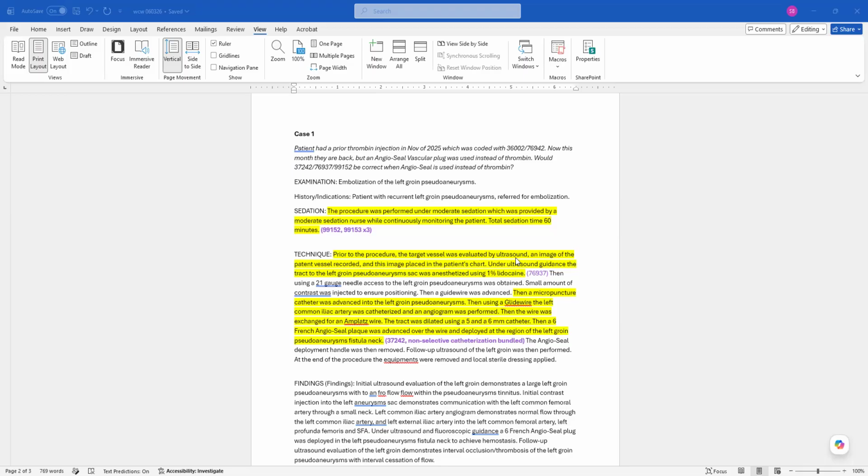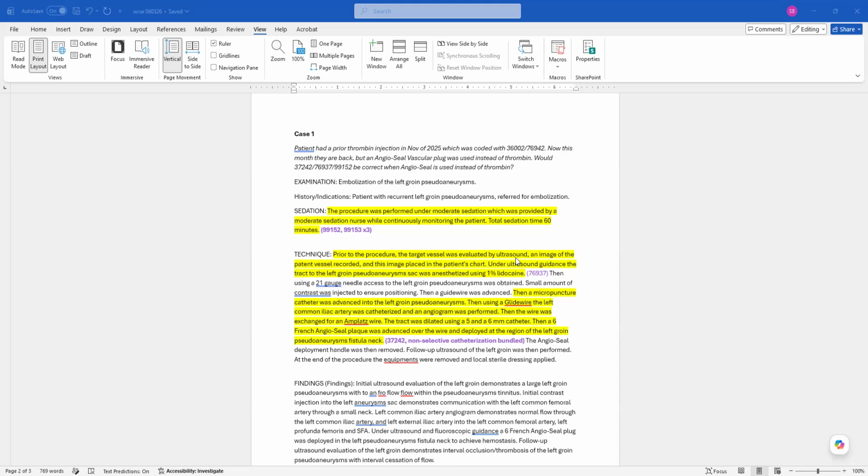The last time I asked for cases, I did receive more cases, so thank you to everyone that sent them in. And so today I'm covering two cases that came in that recent batch. The first case that came in was for an embolization of a left groin pseudoaneurysm. And I put the question on the report that was included with the report. And the question was, would this procedure be coded with 37242, 76937, 99152 when angioseal is used instead of thrombin?